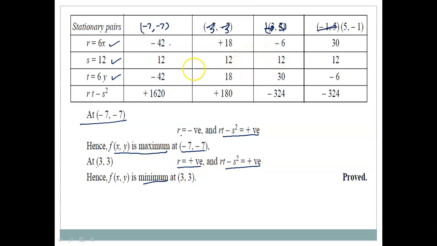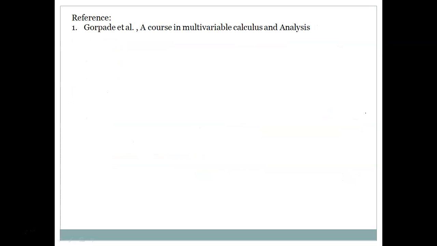But here you can see for the other 2 stationary points, rt minus s square comes out to be negative. And in that situation, the function has neither a point of maxima nor a point of minima. So that is it about this lecture.